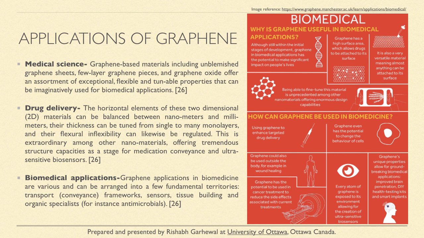Applications of graphene. Medical science. Graphene-based materials including pristine graphene sheets, few-layer graphene flakes and graphene oxide offer a variety of unique, versatile and tunable properties that can be creatively utilized for biomedical applications. Drug delivery. The lateral dimensions of these two-dimensional materials can be adjusted between nanometers and millimeters. Their thickness can be tuned from single to hundreds of monolayers and their flexural rigidity can also be modulated. This is unprecedented among other nanomaterials, offering enormous design capabilities as a platform for drug delivery and ultra-sensitive biosensors.